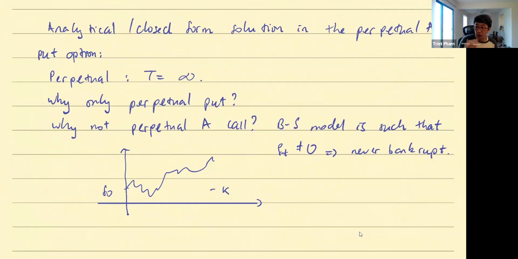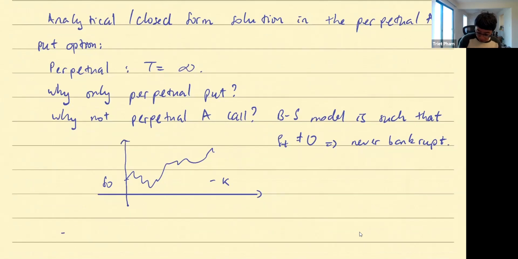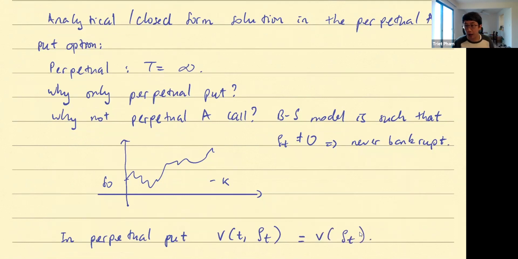All right. So what is the advantage of the perpetual put? Consider a perpetual option in terms of just playing around with the math. In a perpetual put option, remember V usually is a function of T and S_T. If you have a perpetual option, you don't have the time dimension. You only have the spatial dimension.